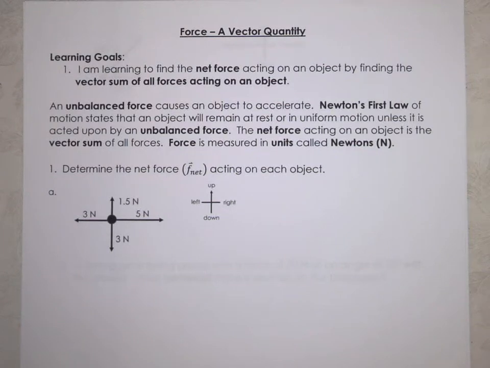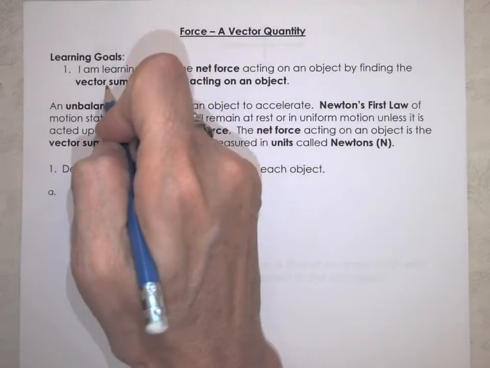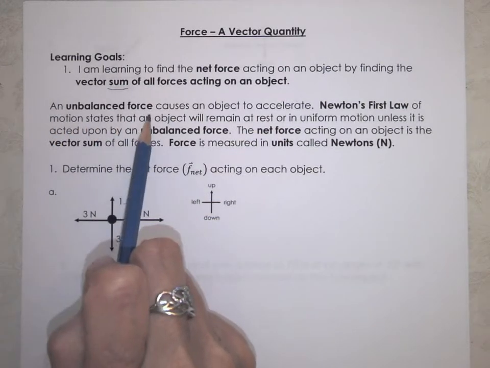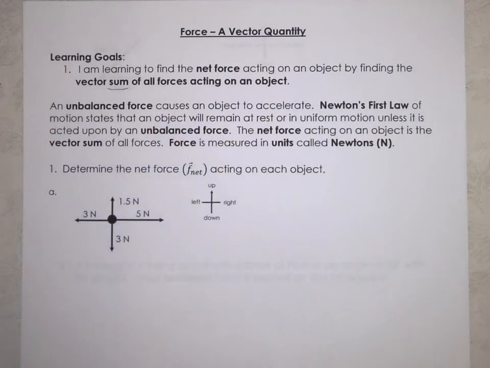Okay, this lesson is on force as a vector quantity. Our learning goal is that we're learning to find the net force acting on an object by finding the vector sum of all forces acting on the object. So we're adding the vectors together and finding the resultant, and that's going to be called the net force. According to Newton's law, an unbalanced force causes an object to accelerate.